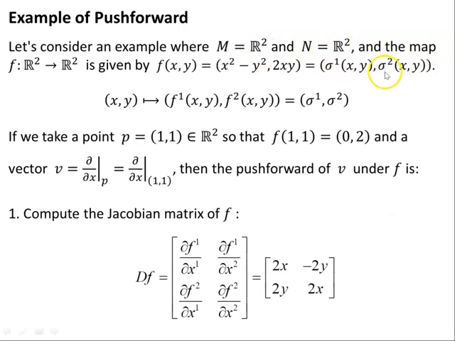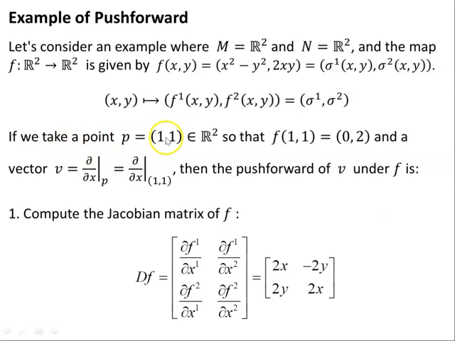and N is R2. They're both the same Euclidean space, two-dimensional Euclidean space, and the map F from R2 to R2 is given by f of xy is x squared minus y squared, and 2xy, that's the x component, y component. We can write this as sigma 1 of xy, sigma 2 of xy, so xy is mapped to f1 of xy, f2 of xy, which we can just simplify when we start writing out the basis vectors to mean just sigma 1 and sigma 2.